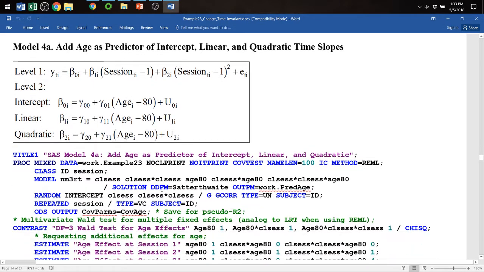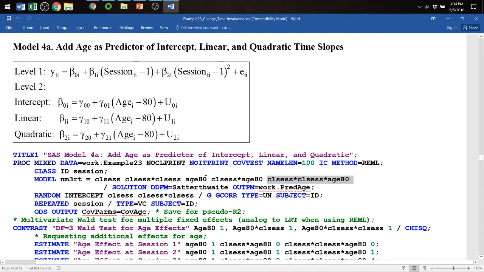So here's my first model, 4A. I'm adding age as a predictor of each of my level 1 growth terms. So gamma 01 right here for age, that's going to be my main effect, which shows up in the code by listing the variable by itself. Gamma 11 right here in the middle is age by linear time, so that shows up next as an interaction term. And gamma 21 is age by quadratic time, which shows up last as a 3-way interaction term.